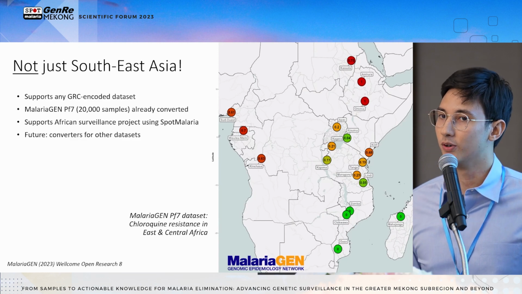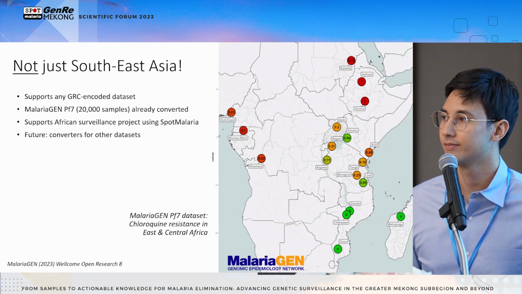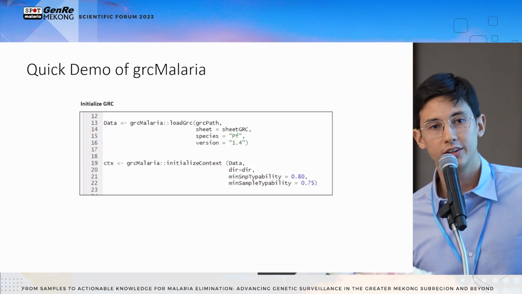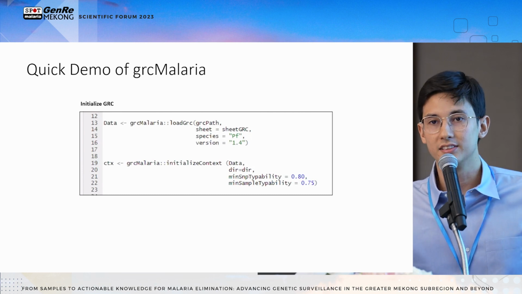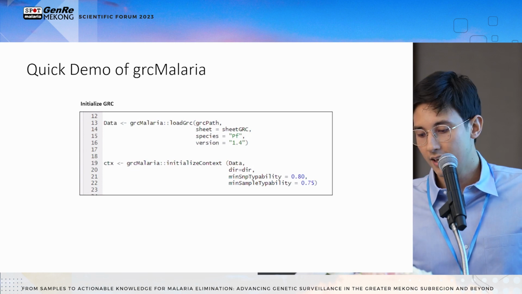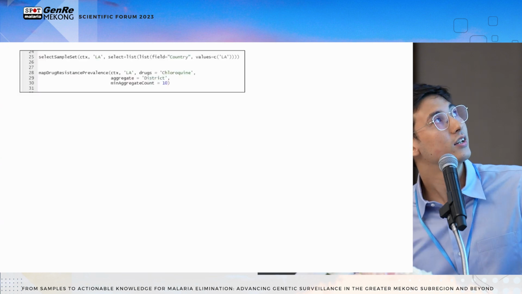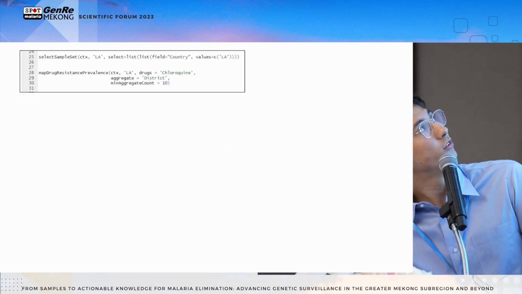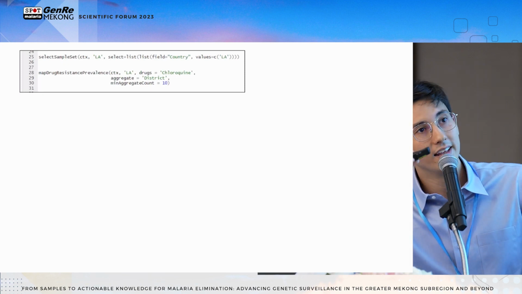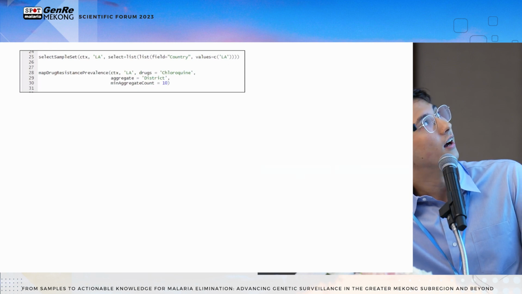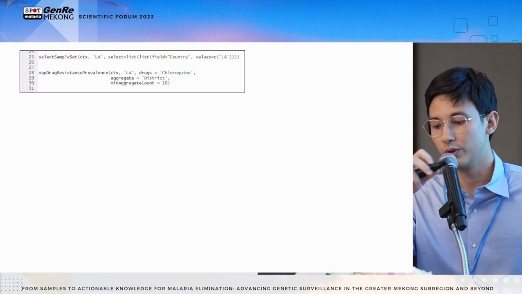So I'd like to give a quick demo of how a user would go about using the grcMalaria R package. To start, a user would have to execute these two functions, which initialize the genetic report card. And say a user was interested in looking at chloroquine resistance in Laos. A user would execute these two functions, the first of which selects samples that originated from Laos, and the second function generates a map of the predicted resistance to, let's say, chloroquine.